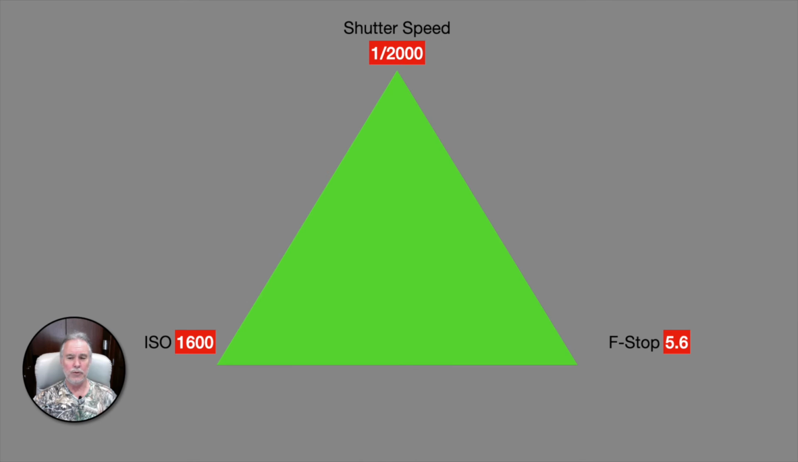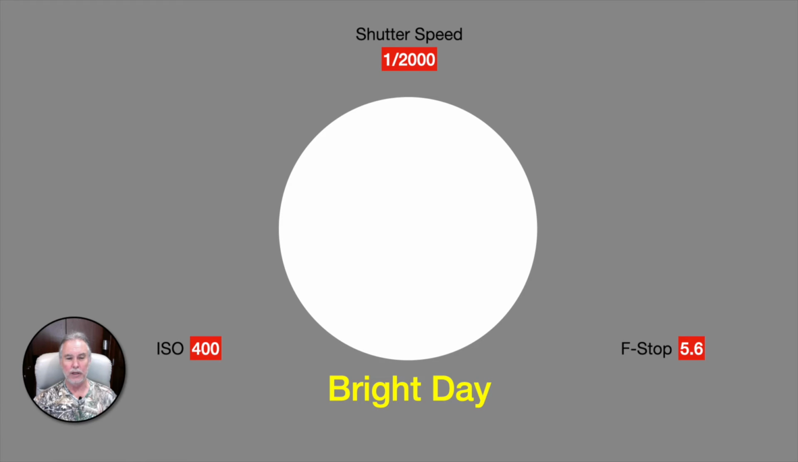So what I do is I shoot what's called manual mode with auto ISO. I've already selected my f-stop. I know I want to have a high shutter speed, and I let the camera choose the ISO, and I just have to watch it and adjust my shutter speed accordingly to get the proper exposure.